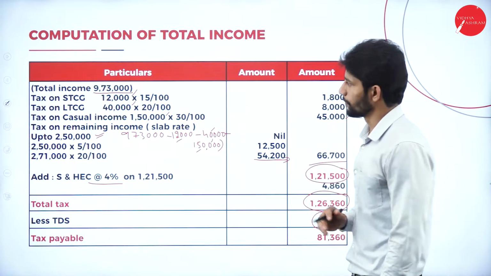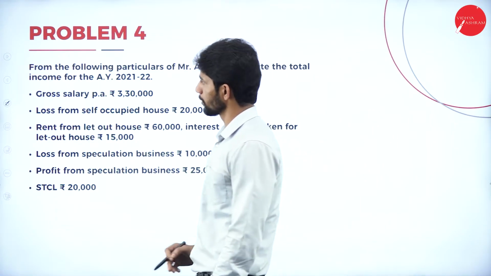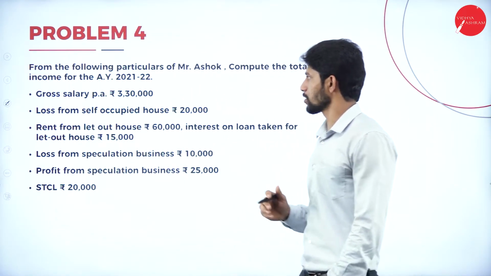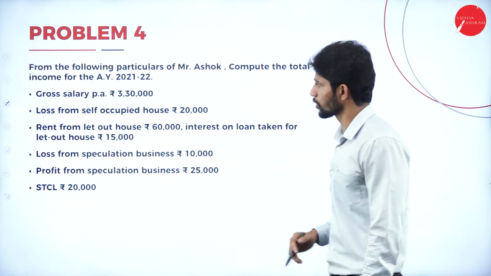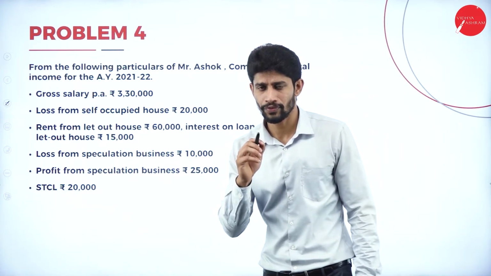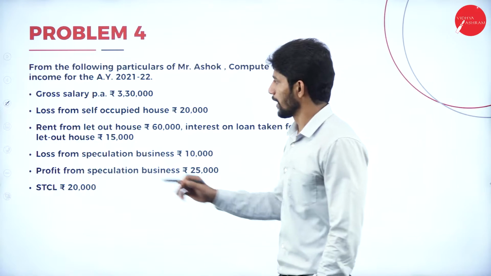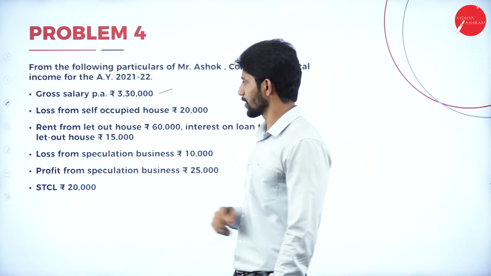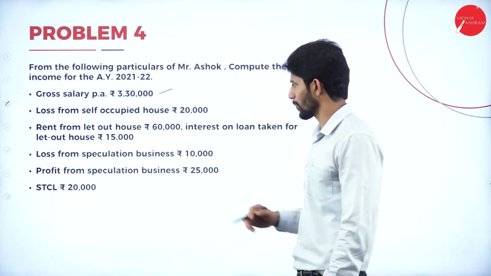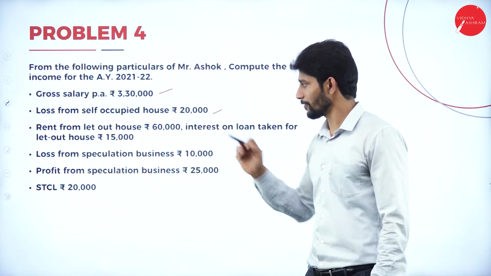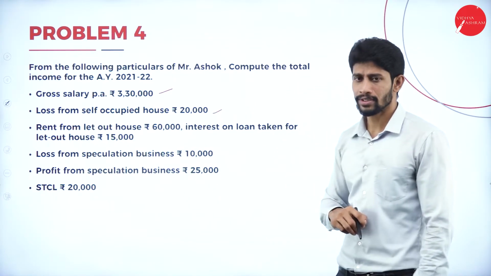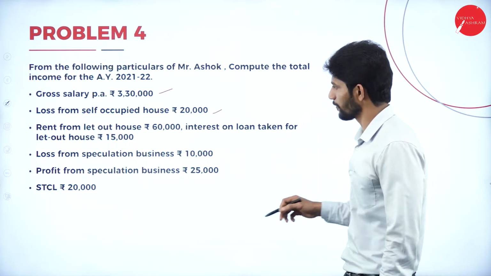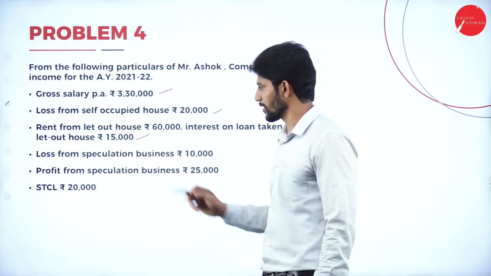Next, moving on to the next problem. Problem number 4. From the following particulars of Mr. Ashok, compute the total income for the assessment year 2021-22. Gross salary per annum 3,30,000. Loss from self-occupied property 20,000. Rent from let-out house 60,000. Interest on loan taken for let-out house is 15,000.